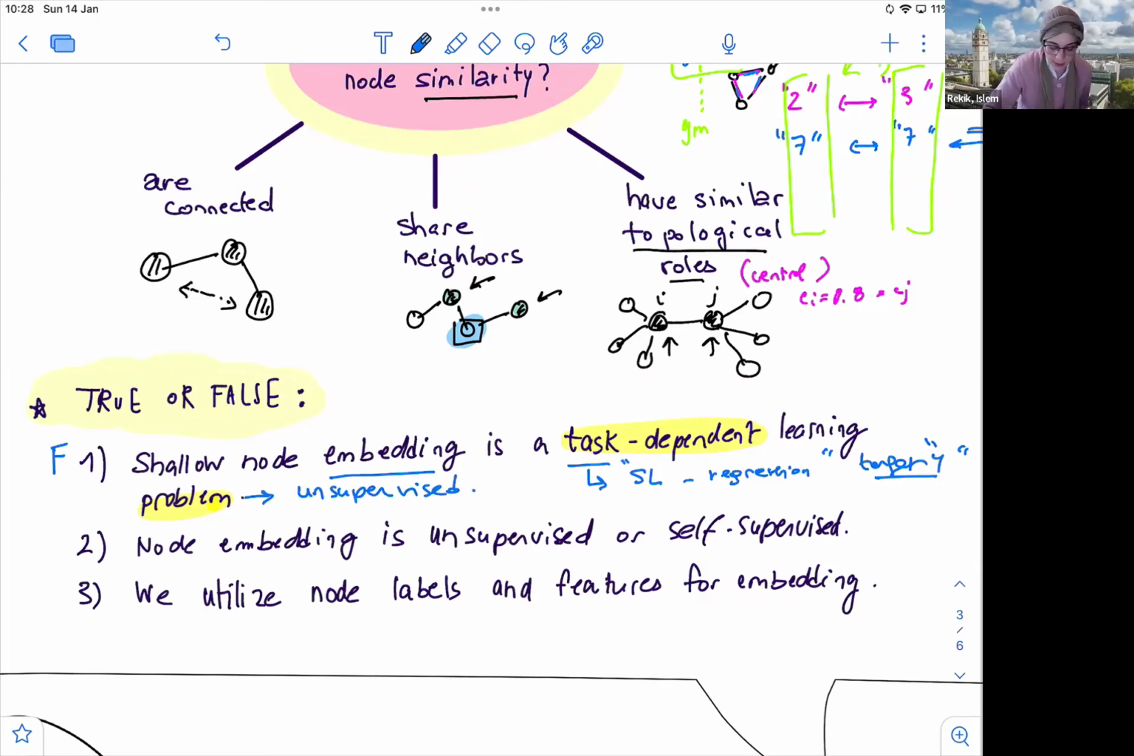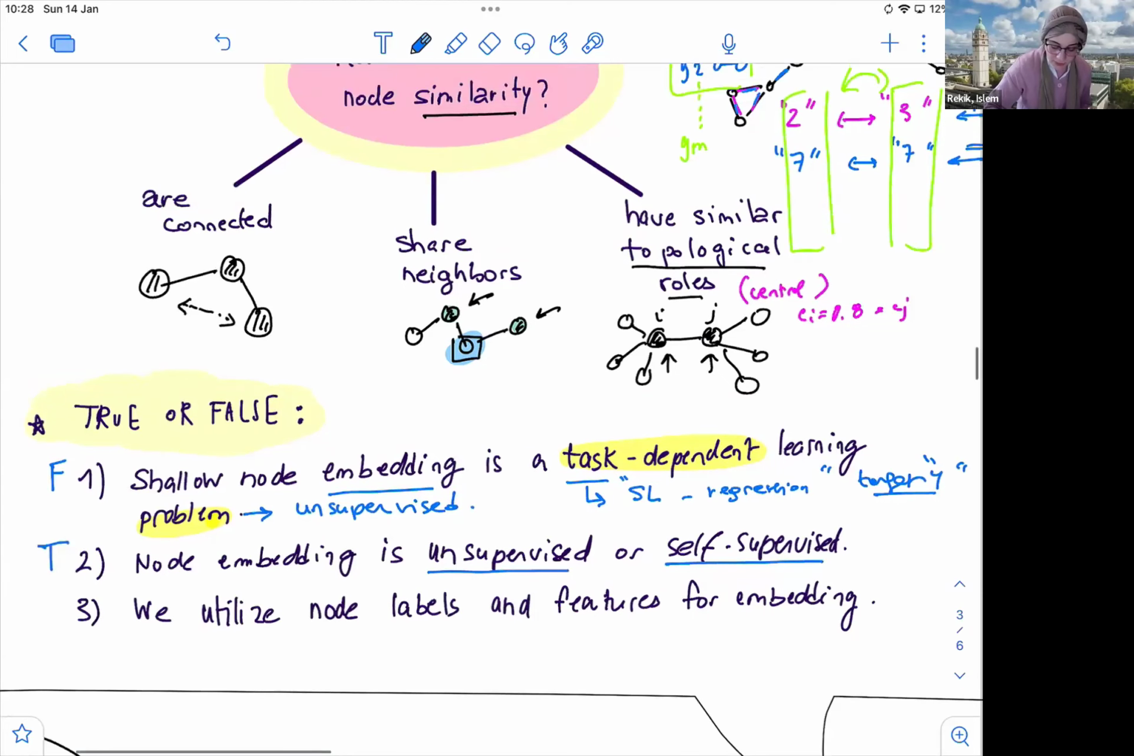The second one is node embedding is unsupervised or self-supervised. I already answered that. It's unsupervised. It could also be self-supervised if you want to reconstruct the original data. So that's true. And we utilize node labels and features for embedding. This is actually false. We don't utilize any node features and labels for embedding.